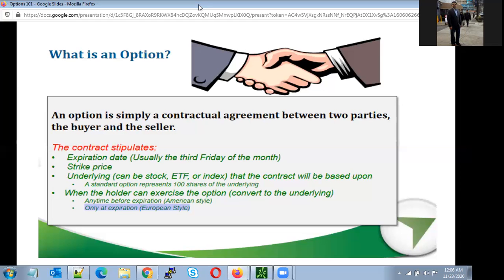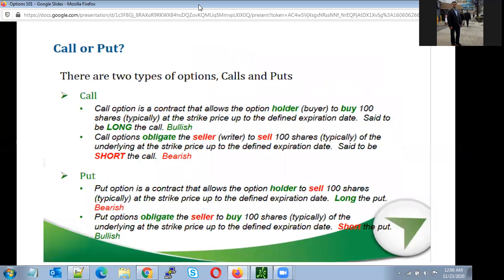Okay, so the second step: we are saying call and put. So what is a call option? A call option is when you think the stock is going up, and a put option is when you think the stock is going down. This is the debit side, the buyer side. Right now we are talking about the buyer side.